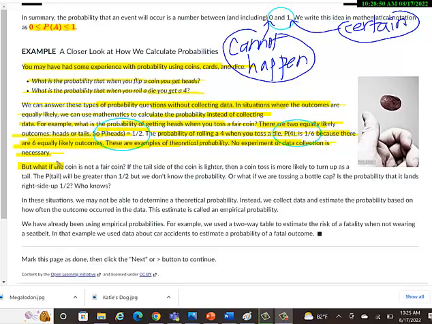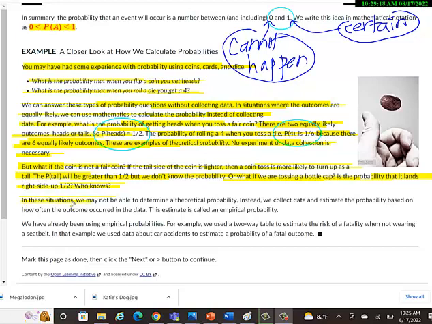But what if the coin is not a fair coin? Well, if the tail side of the coin is lighter, then a coin toss is more likely to turn up as a tail. The probability of tails will be greater than 1/2, but we don't really know the probability. It's just something greater than 1/2 because the coin is weighted. Or what if we are tossing a bottle cap? Is the probability that it lands right side up 1 out of 2? Who knows? Probably not, because it's kind of weighted on one side or the other.